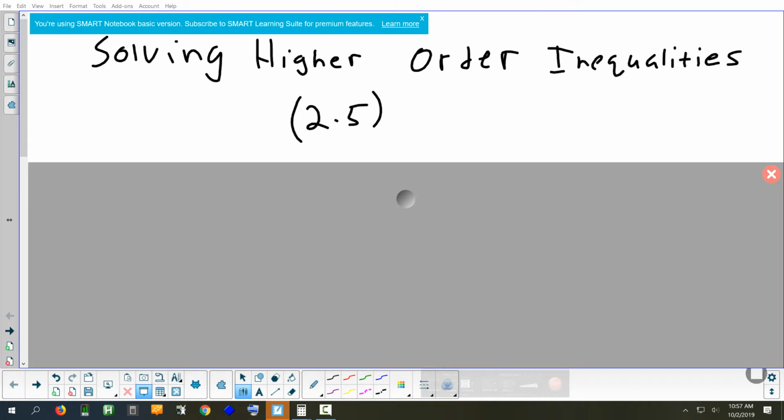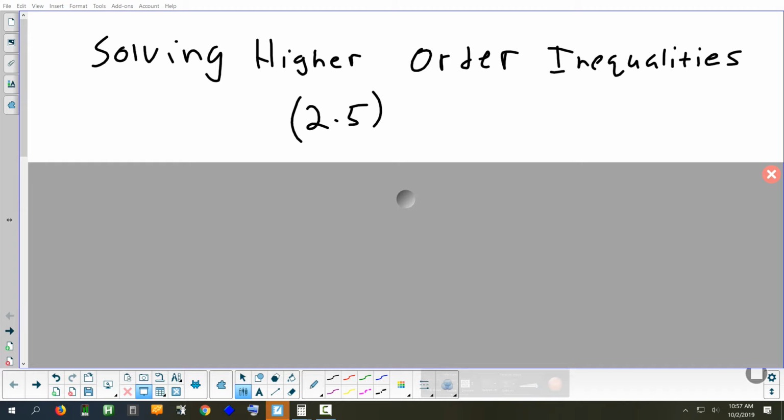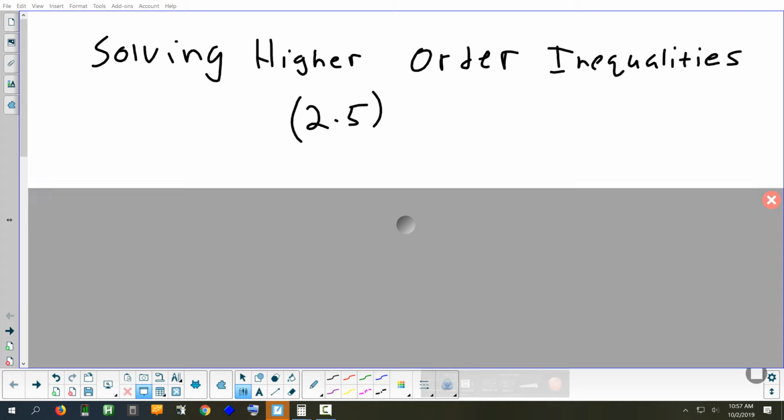All right, so today what we're going to look at is finishing up chapter 2 with section 2.5, and then we'll do a little bit starting in 3.1, and we'll see how much we get through.